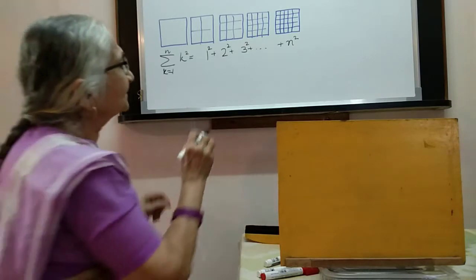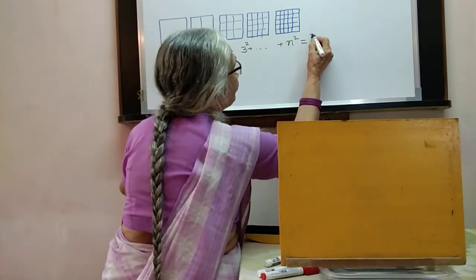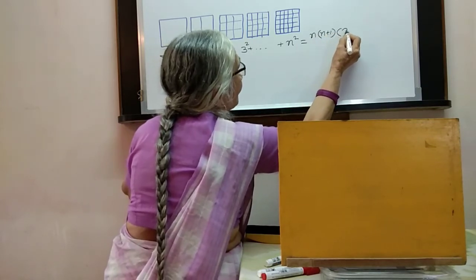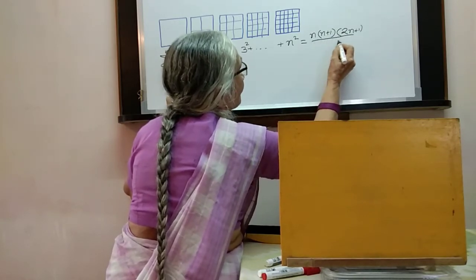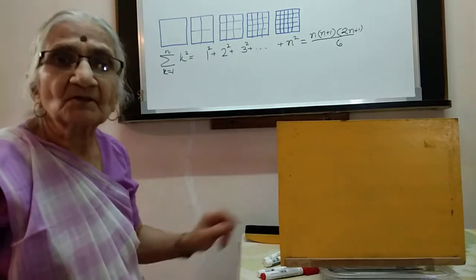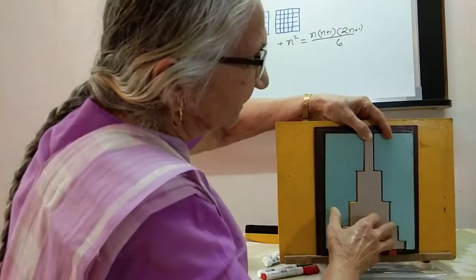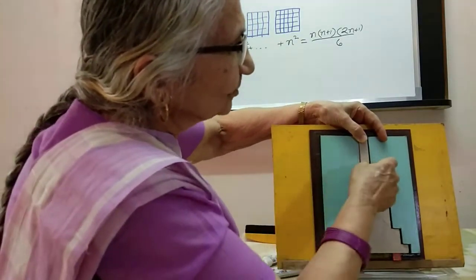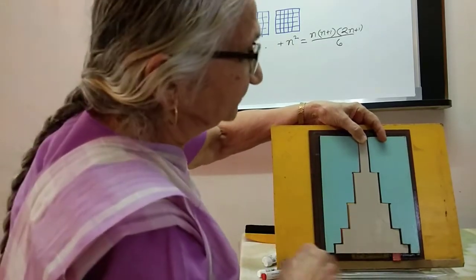And the formula, which we are going to verify now with the help of the model, is n into n plus 1 into 2n plus 1 upon 6. Okay. So there are 3 parts here. These two are identical, and this is a third one which goes in between.